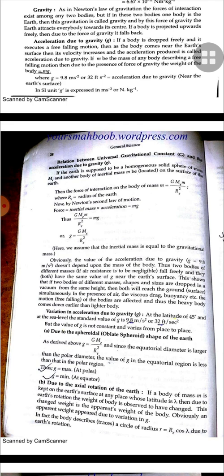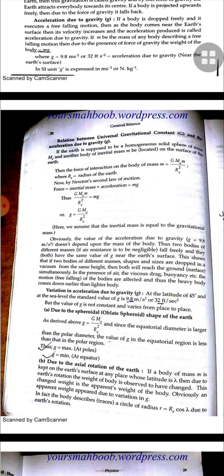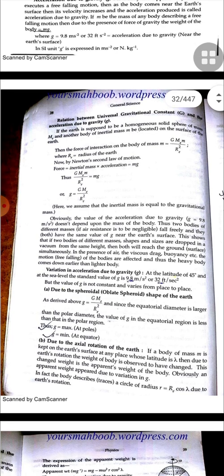Variation in acceleration due to gravity. At a latitude of 45 degrees and at sea level, the standard value of g is 9.8 meters per second squared, or 32 feet per second squared. But the value of g is not constant and varies from place to place due to the spheroid shape of the earth. The derived g is equal to G into mass of earth by radius of earth squared, and since the equatorial diameter is larger than the polar diameter, the value of g in the equatorial region is less than that of the polar region. It means at the pole the value of g is maximum, at the equator the value of g is minimum.